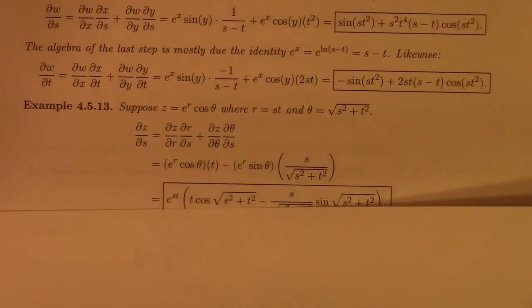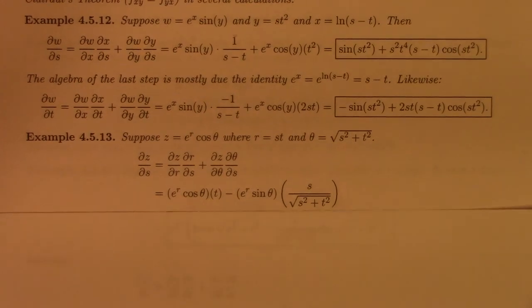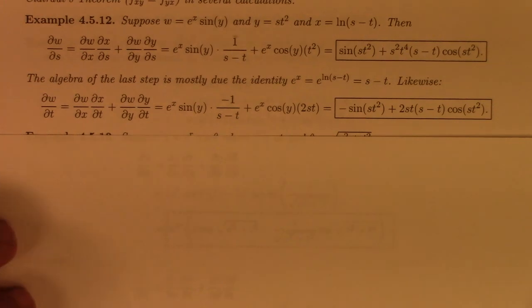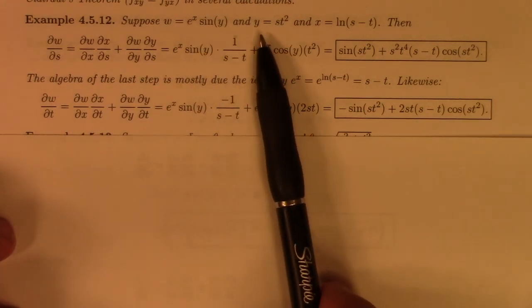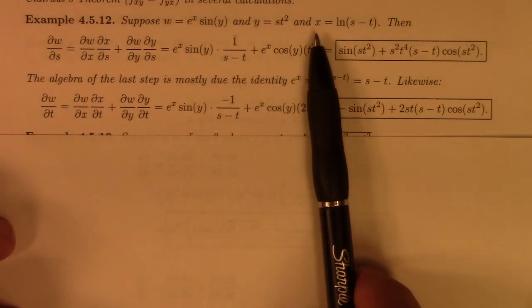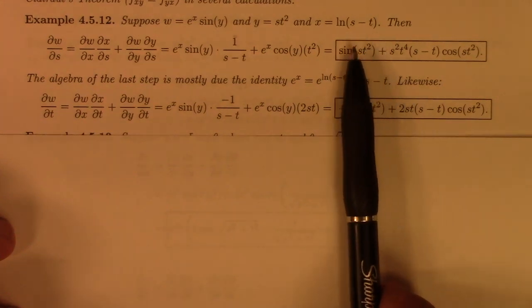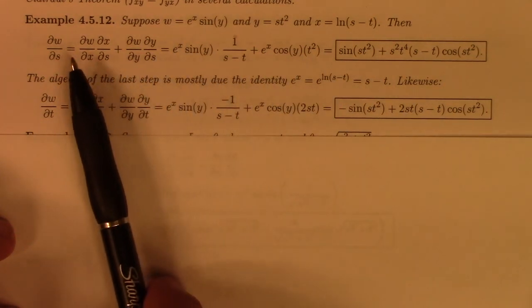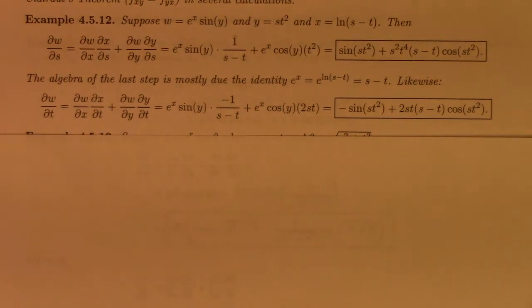It's more kind of just explicit in the sense that I give a formula for w. Here's the formula: e to the x sine y, y is equal to st squared, x is equal to log of s minus t, and we get this. Notice I've shifted now to using s and t as the independent variables. Sometimes I use u and v, sometimes I use s and t. I really want you to be able to use whatever letters there.